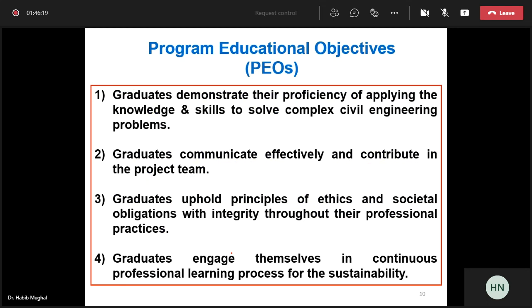Now we would like to see the program educational objectives. And we expect these after how many years of graduation? Of 5 years. So after 5 years we want to see where our graduates are. Actually, this is the wish list of the management of an engineering program. Number one, 5 years after graduation, graduates demonstrate their proficiency of applying knowledge and skills to solve complex civil engineering problems.